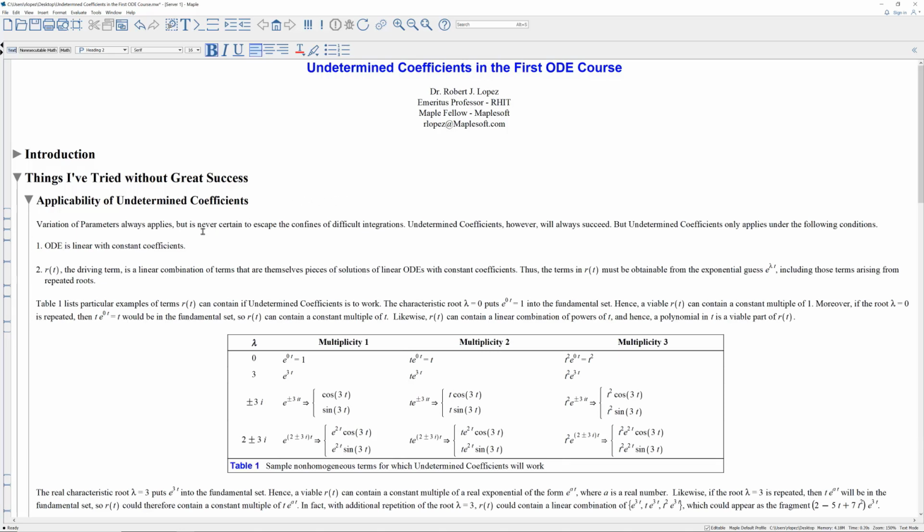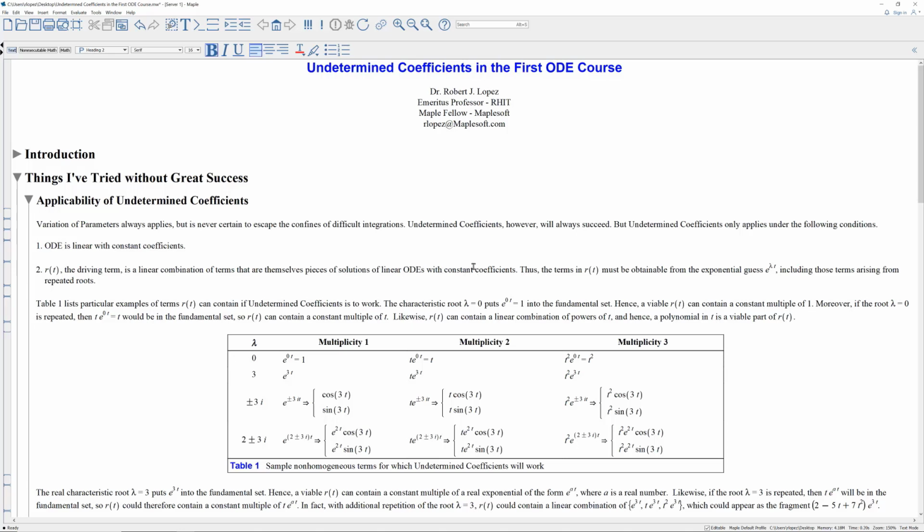And I would tell the students variation of parameters always applies, but then you're going to have these integrations. Undetermined coefficients sometimes applies, and when it does, it's easier to do. So it works for linear ODEs with constant coefficients. You've got to look at the driving term, and you've got to visualize it as a linear combination of terms that are themselves pieces of solutions of linear ODEs with constant coefficients.